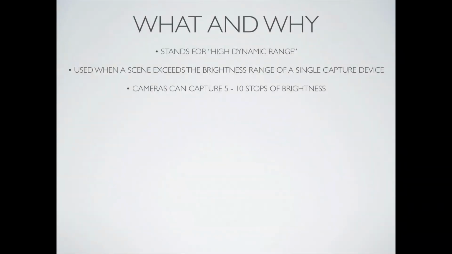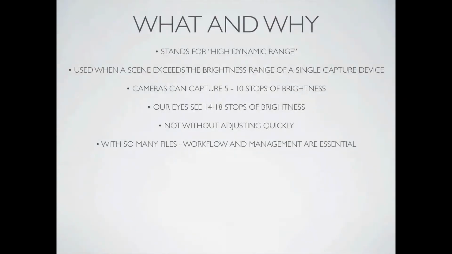Cameras can capture 5 to 10 stops of brightness, and our eyes can see 14 to 18 stops of brightness. And it's not without your eyes needing to adjust quickly. They're not going to see that range of brightness in a single shot, but they're able to adjust quickly.